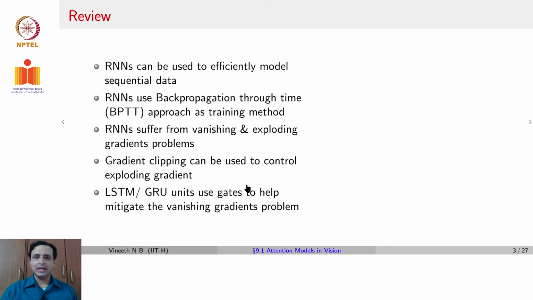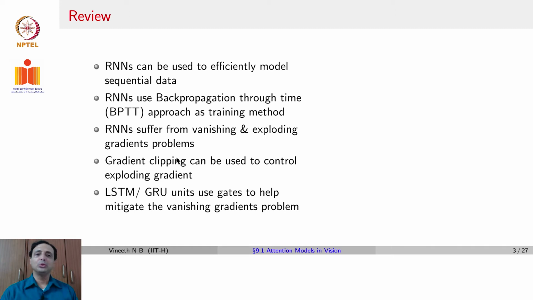So far with RNNs, we saw that RNNs can be used to efficiently model sequential data. RNNs use backpropagation through time as the training method. RNNs, unfortunately, suffer from the vanishing and exploding gradients problems. To handle the exploding gradient problem, one can use gradient clipping, and to handle the vanishing gradients problem, one can use RNN variants such as LSTMs or GRUs, which was good.